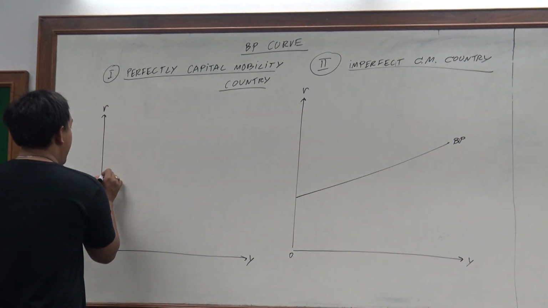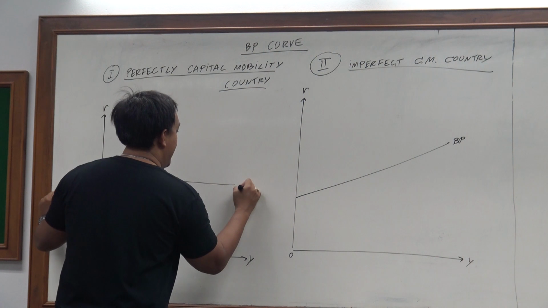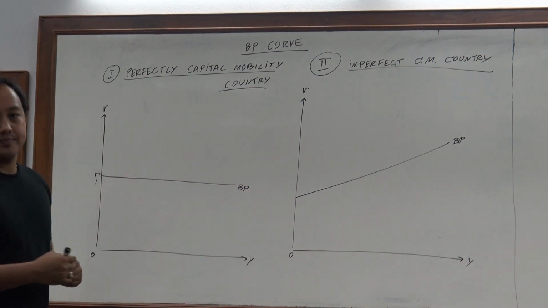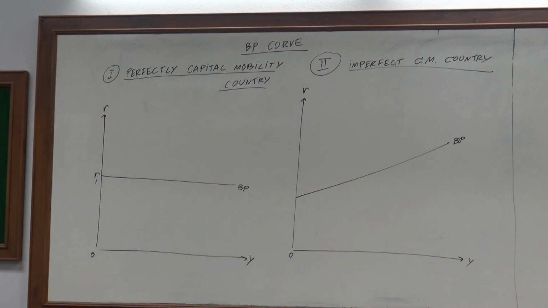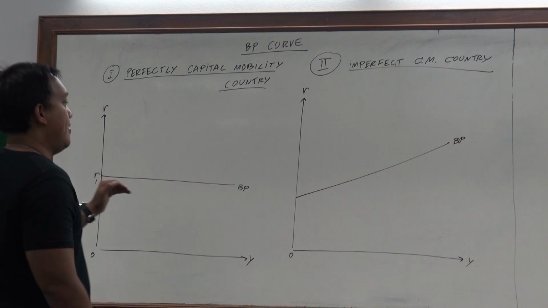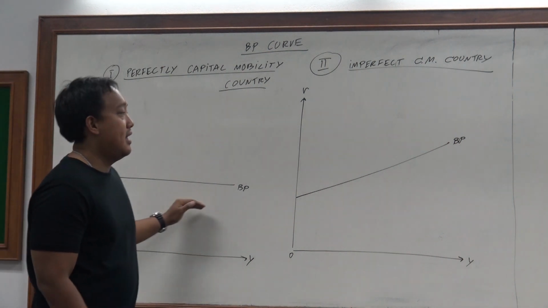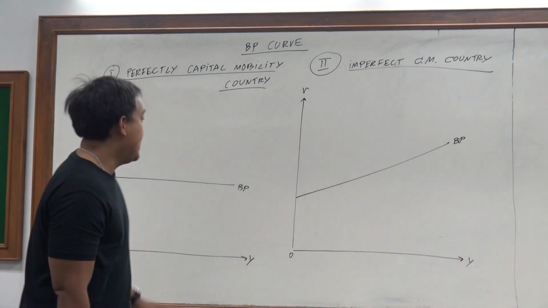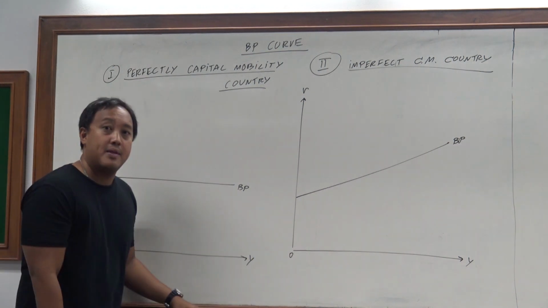For perfect capital mobility, the curve is horizontal like this, and this is R, let's say R1. This is different from the horizontal curve and the positive slope curve. Let's focus on this one first.